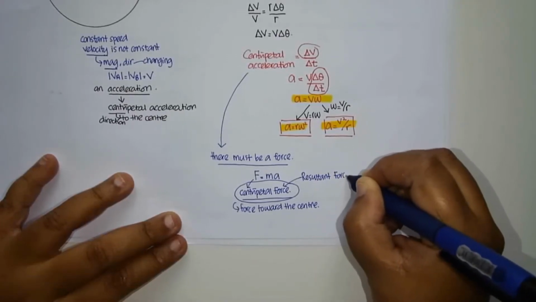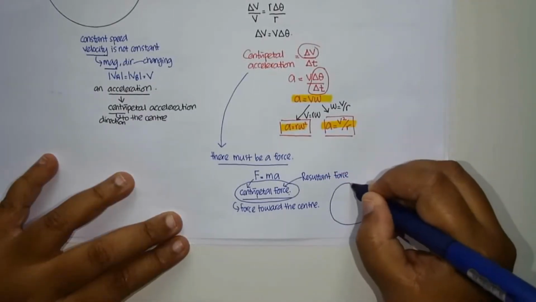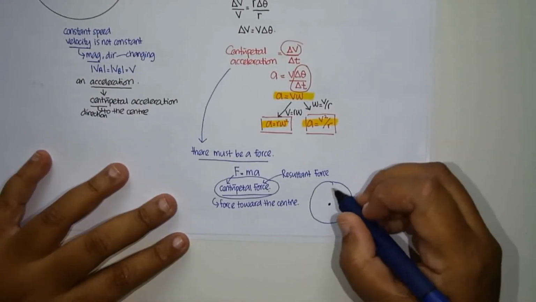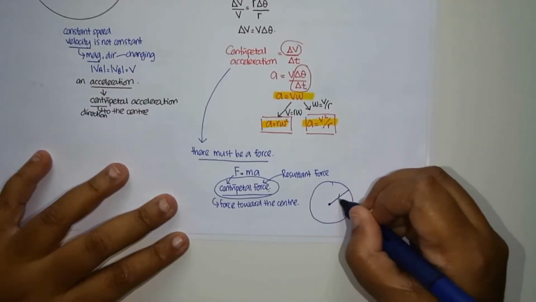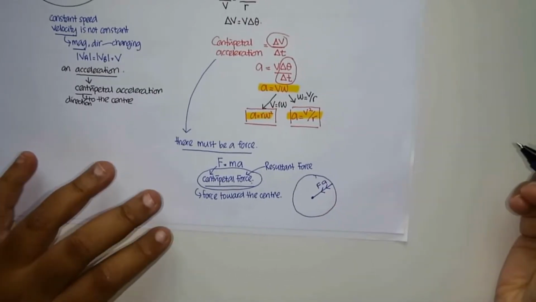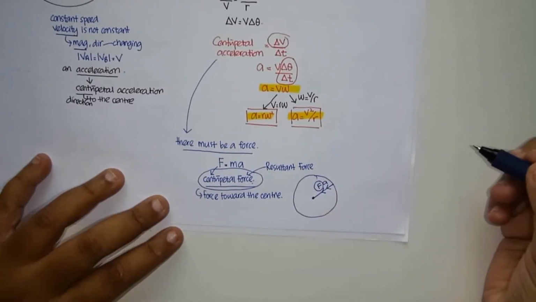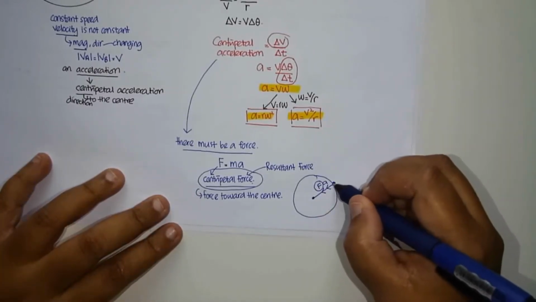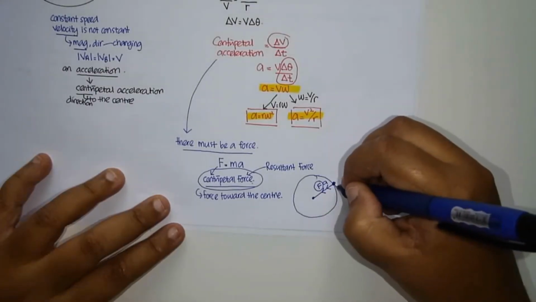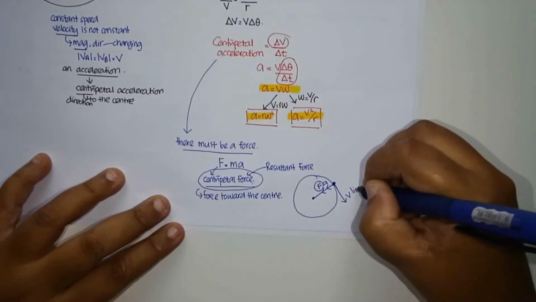So that means if there is a centripetal force, an object can perform a circular motion. That means there must be a force towards the center, and the acceleration is also towards the center. If there is no force towards the center, the object here cannot perform a circular motion, but the object will move in the direction of v, which is a linear motion.